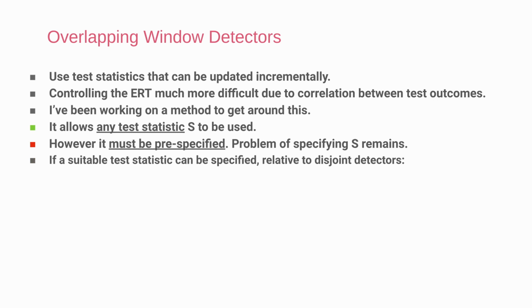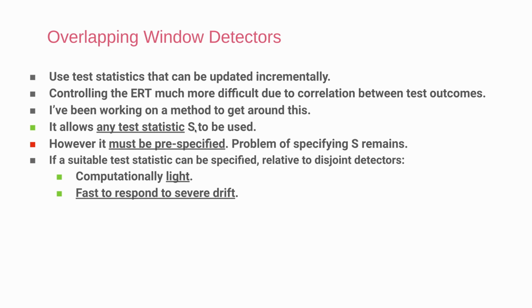However, if we are able to specify such a test statistic, relative to disjoint windows, they're computationally light because of the incremental manner in which they operate, and they're fast to respond to severe drift, because when severe drift occurs, the severely drifted data points are in the windows straight away, affecting test outcomes, and therefore we're faster to respond to them. So we have this trade-off where the test statistic might not quite be as suitable, but it's being influenced straight away, so potentially it's actually faster to respond.